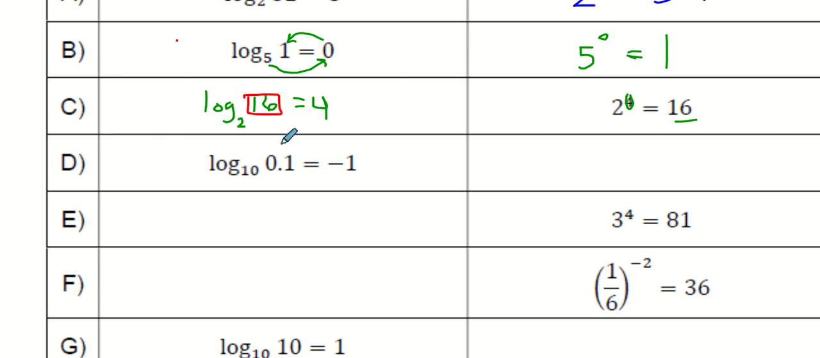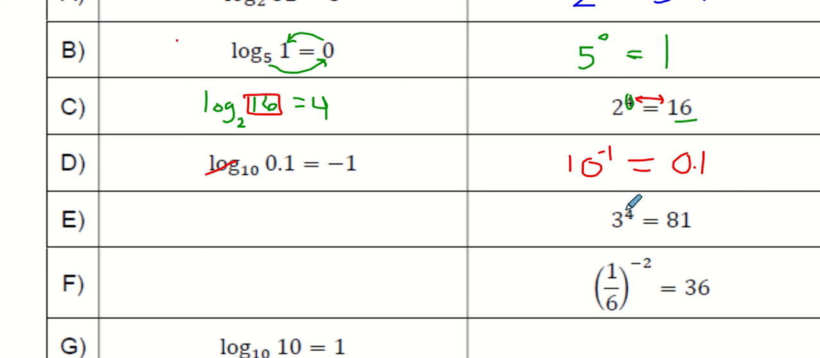Let me say this. When you're switching from one to another, the only thing that really switches is these two numbers. What you'll notice is 2, 4, 16, 2, 16, 4. 5, 1, 0, 5, 0, 1. The only thing that really switches is these two numbers. When you go from log to exponential, you get rid of the log. And when you go from exponential to log, you just add a log. So here, if I want to go from log to exponential, I just get rid of the log and switch these two numbers. So 10 to the negative first power equals 0.1.